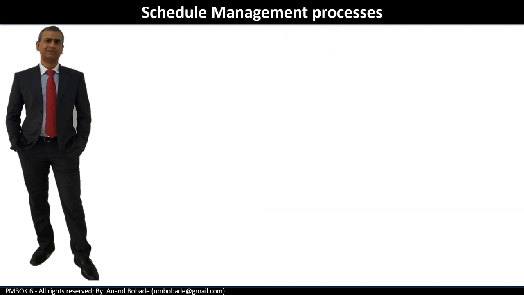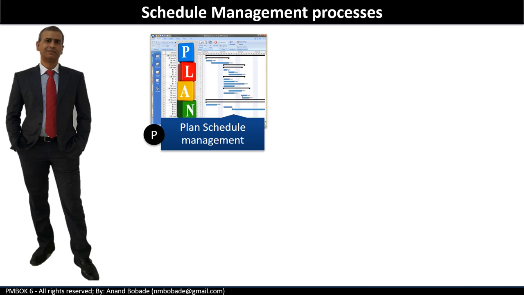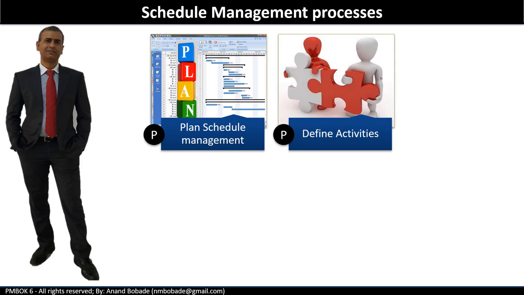Before getting into the process details, let's take a look at list of all 6 processes. Plan schedule management under planning process group. It is the process of establishing policies, procedures and documentation for project schedule. Define activities, again under planning process group. It is the process of identifying and documenting specific actions to be performed to produce the project deliverables.